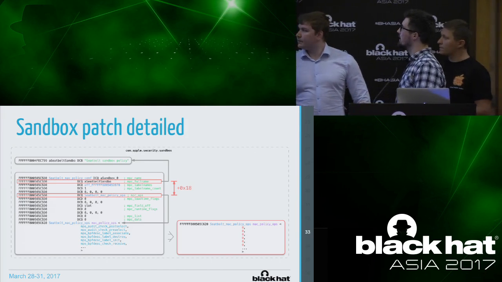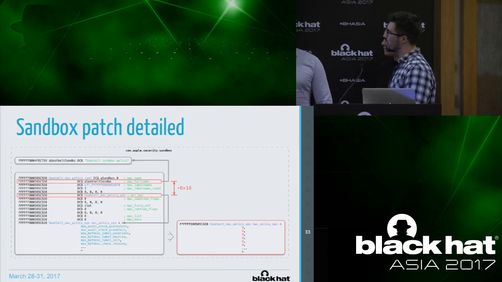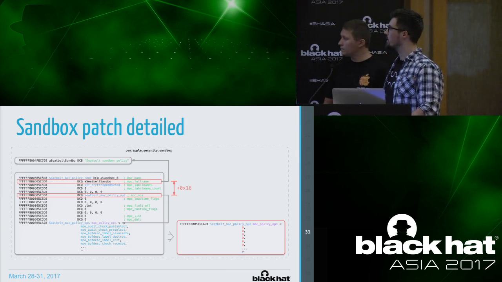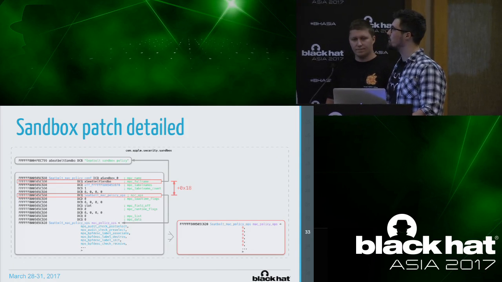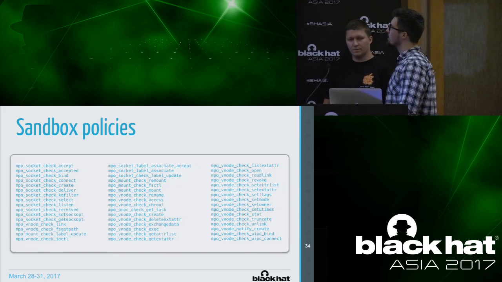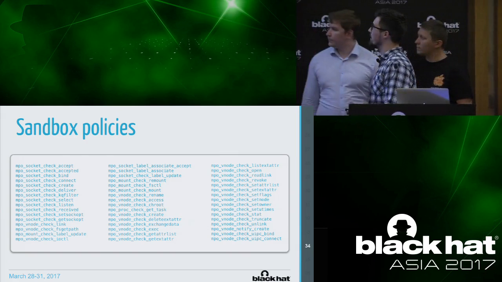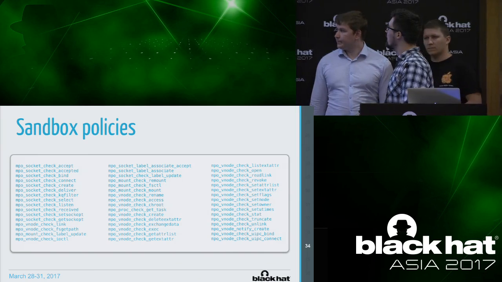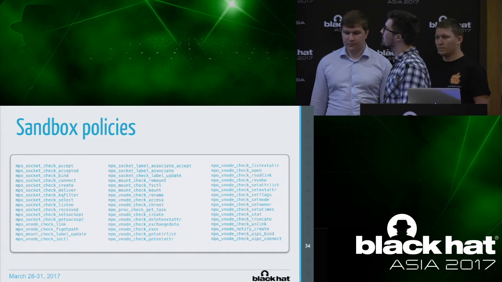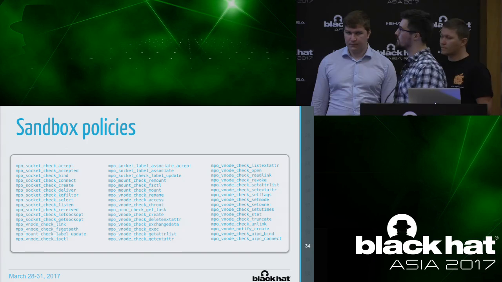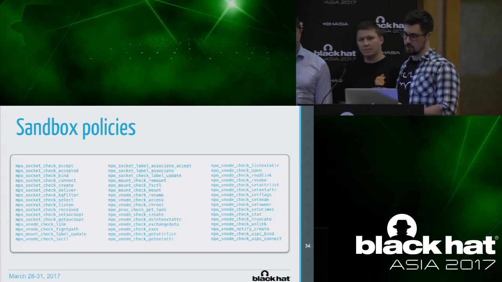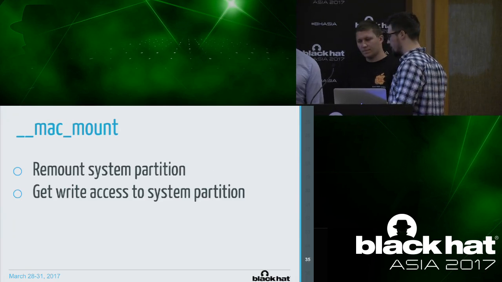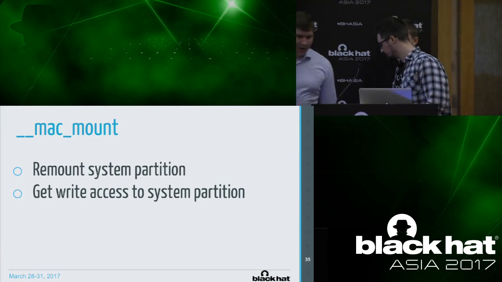And the MAC policy operations will look like this. So it's like an array which contains pointers to hooks. So we can null out everything or null out just interesting hooks. Here is an incomplete list of Sandbox hooks. For example, as we see, bind check, stat check, mount check, rename, and so on. So we can disable only partial hooks. The next thing is MAC mount, and my friend Vlad will talk more about that.